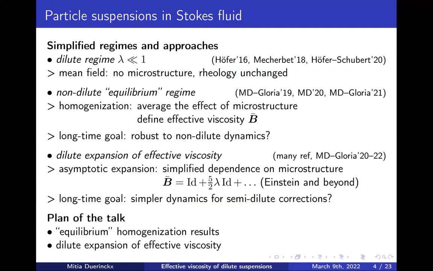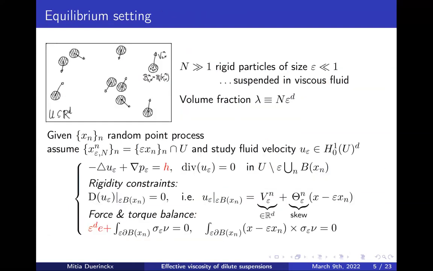All right, so this is then the plan for today. Okay, so let me start with just recalling to you the setting, the equations now in our equilibrium setting. So now we just fix ourselves a statistical ensemble of particle positions. So we have a point process Xn. Of course, you want to have small particles of size epsilon.